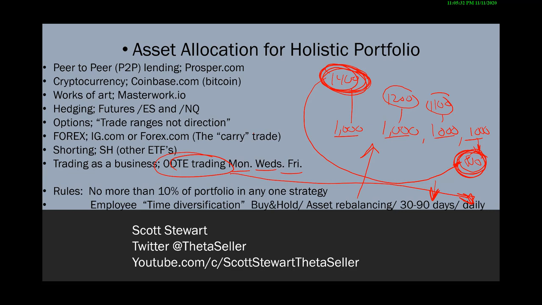So that's the idea, folks. That's asset allocation for a holistic portfolio. And that's why I always say, if any one individual trade that you're making loses enough money that it either damages you psychologically or fiscally, boy, you're not position sized correctly. You're not asset allocated correctly. No one individual trade should ever give you cause for consternation. If it does, you're not following a proper asset allocation.